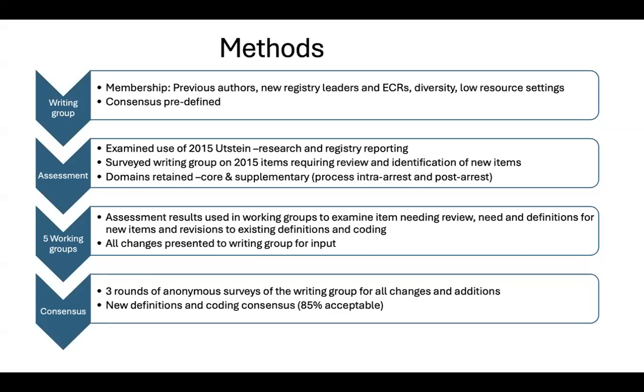And we went through each of the items that were in the existing 2015, the ones that we decided in that survey that we needed to review. We came up with some new items as well as revisions to existing definitions and the data coding. And then we presented all of that work to the larger group. We then went through a process of surveys of the writing group, and this was all done anonymously, for the changes and additions until we reached consensus on the new definitions and coding.